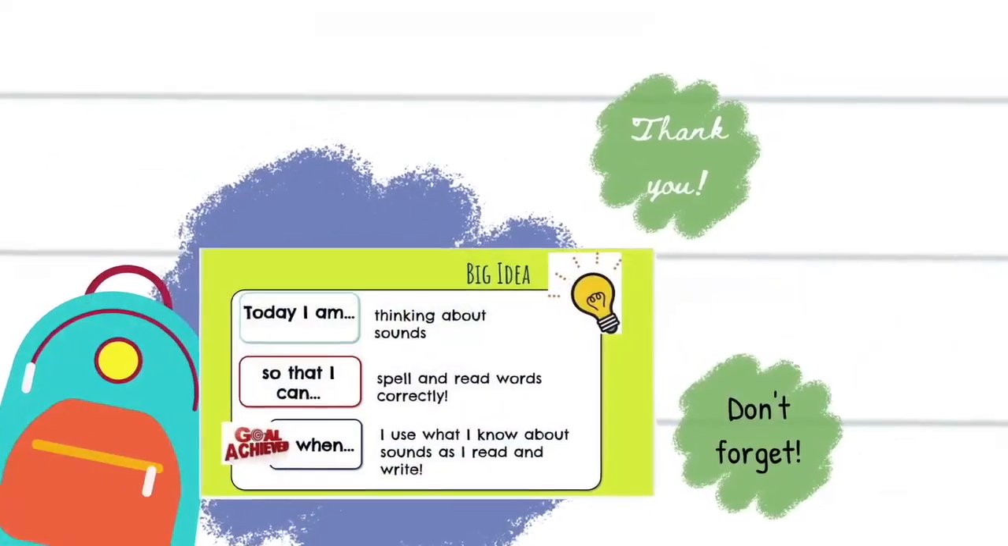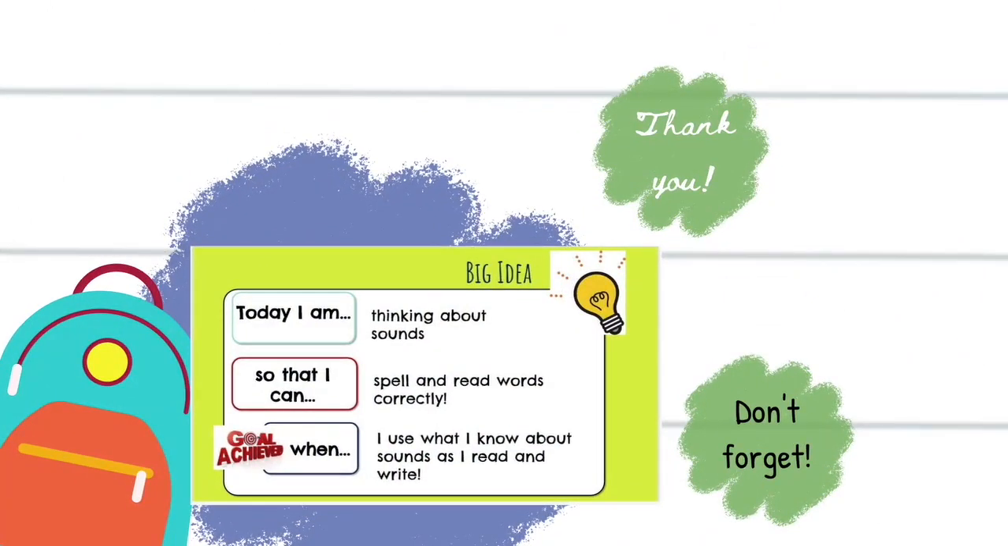We're ready to wrap it up. You guys have worked so hard today. I'm so proud of you for joining me to work on your reading, writing, and spelling skills. We've been thinking about sounds so that we can spell and read words correctly. And our goal that we're always working on with these videos for reading and phonological awareness is using what you know about sounds as you read and write.